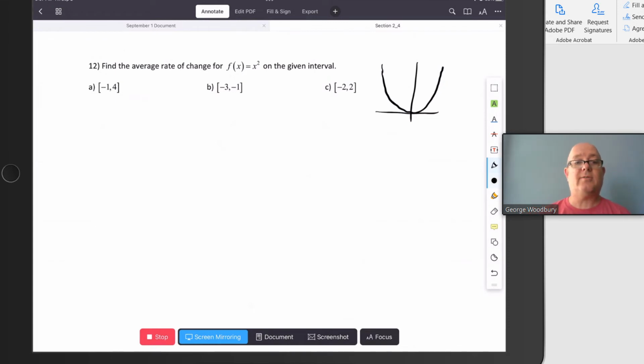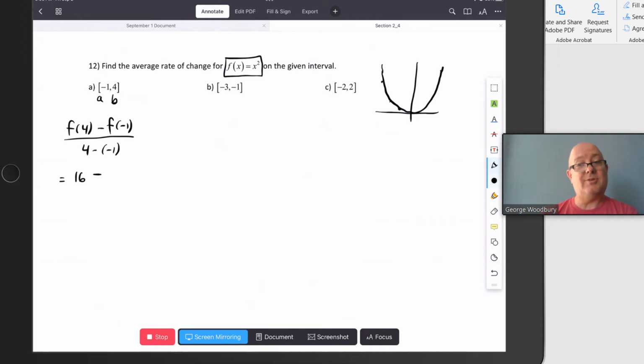And so the values of x, if we pick -1 and 4, that's going to give us a different result than if we pick -3 and -1, and so on. So these are all going to be different. In part A, the value of A is -1, the value of B is 4. So the average rate of change is going to be f of 4 minus f of -1 over 4 minus -1. For f of 4, the function is just to square the value. So 4 squared is 16, minus -1 squared, which is -1 times -1, that's a positive 1. Over 4 minus -1, which is the same as 4 plus 1. So what we really have here is 15 over 5, or 3.